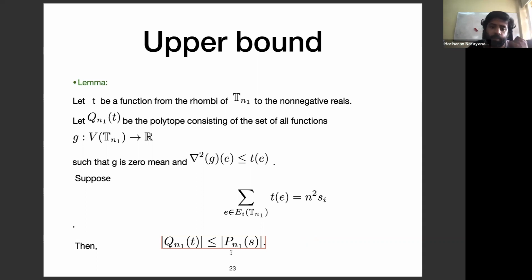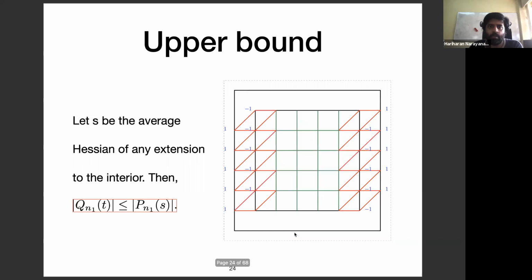So we can upper bound the volume of this Qn1 of T, where T has this varying upper bound on the Hessian, using Pn1 of S. And this is how we get the upper bound. So this Qn1 of T is bounded by Pn1 of S, and this gives an upper bound. Because we already know that this Pn1 of S, as n tends to infinity, when you raise it to 1 by n squared, etc., you get a fixed function f of S.